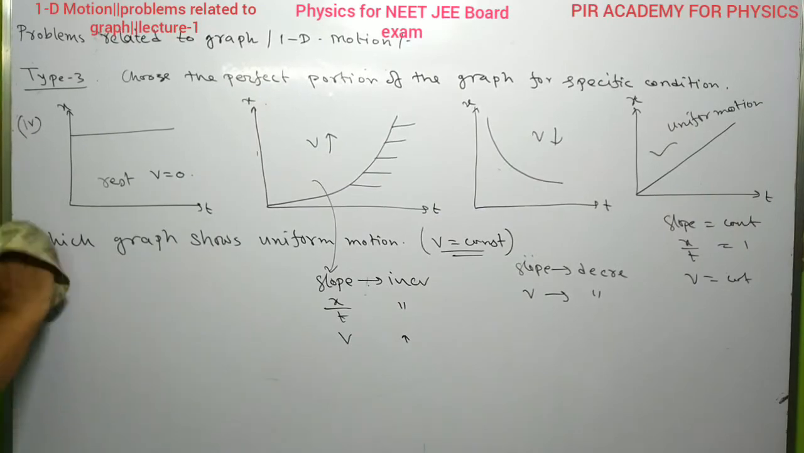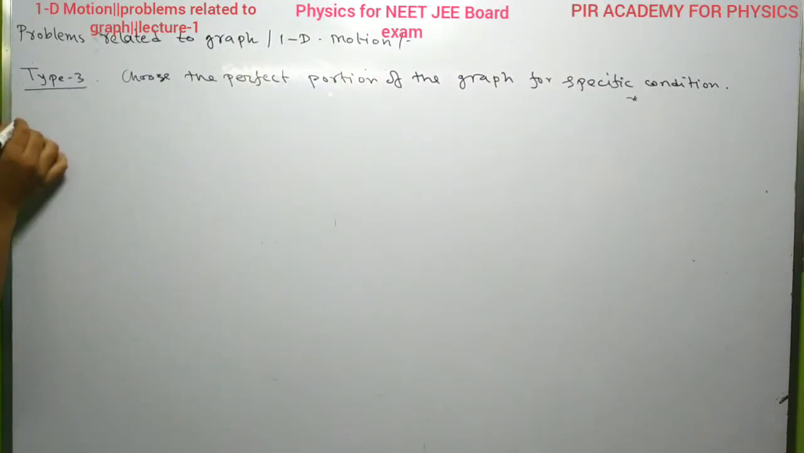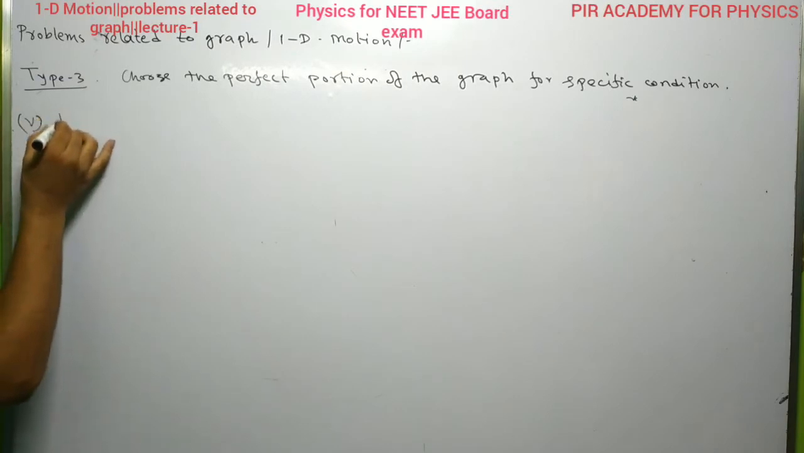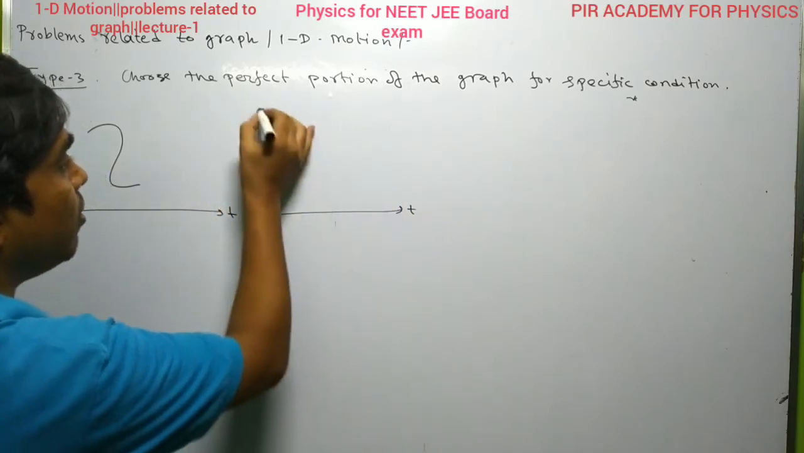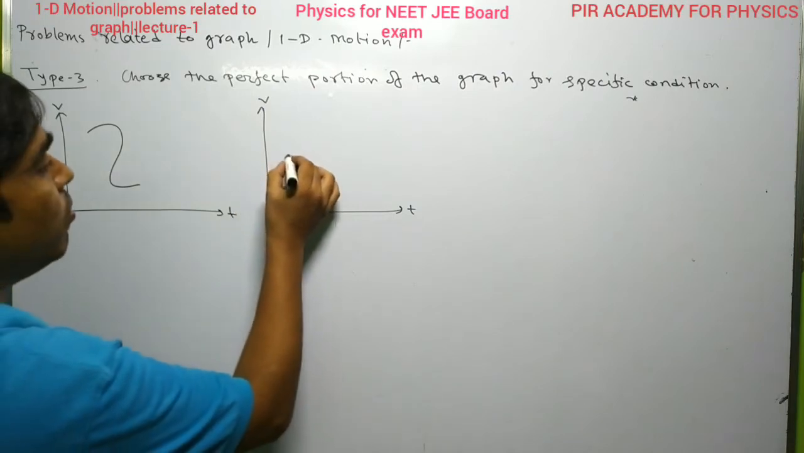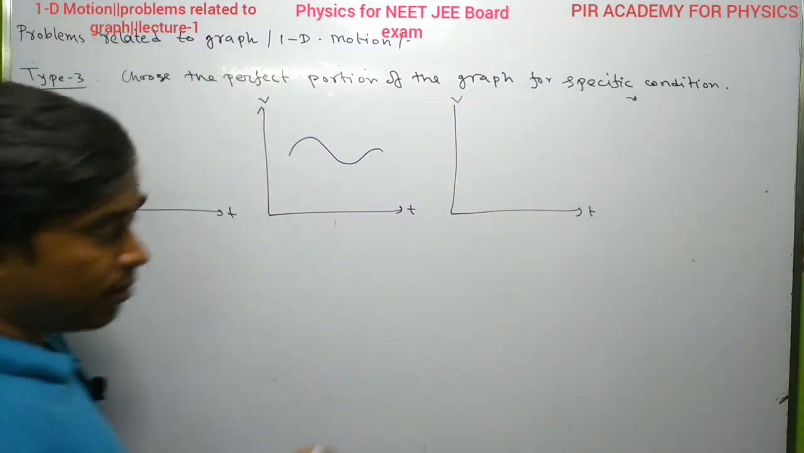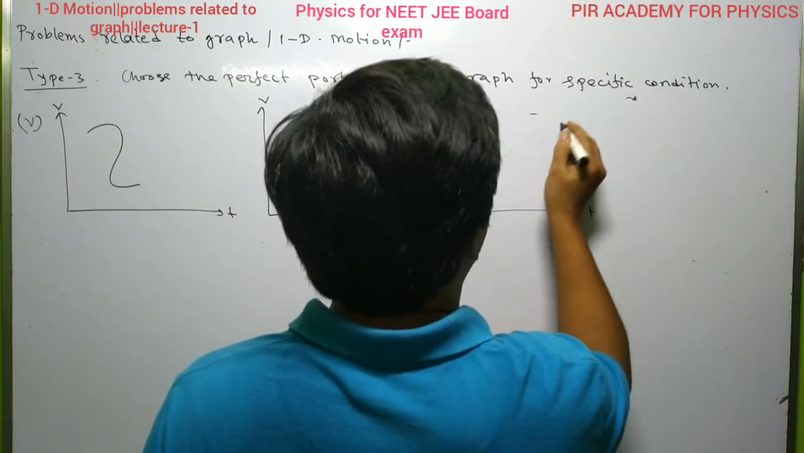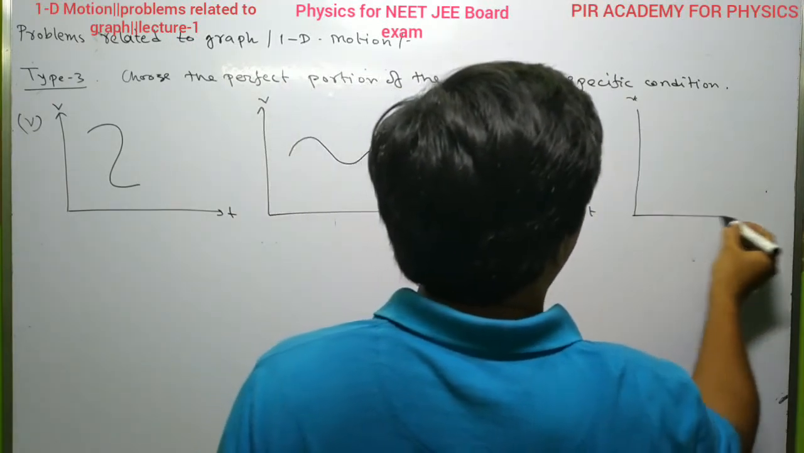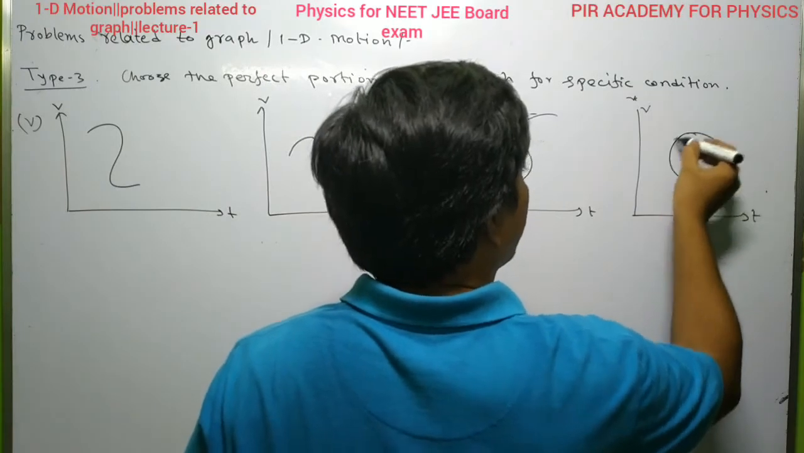Now if I take another problem, number 5. If I draw a VT graph like this, and another VT graph like this, and another VT graph like this, and another VT graph looks like this.